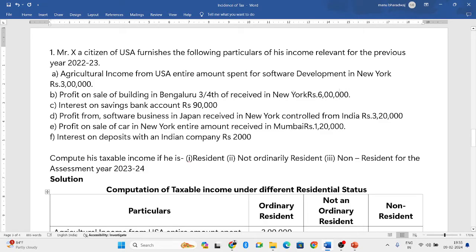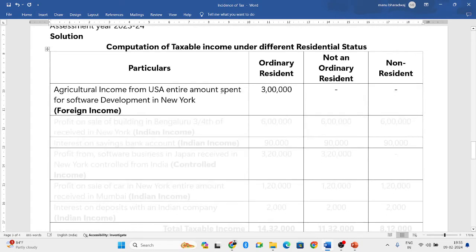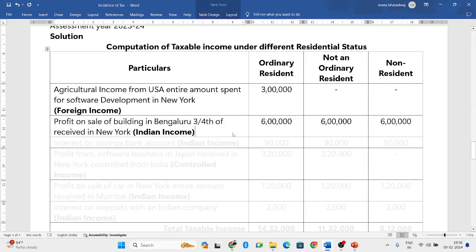So we all know that in arise or received, if any one aspect has happened in India, then it is considered as Indian income. Between arising and receiving, if either one has happened in India, we consider it as Indian income.